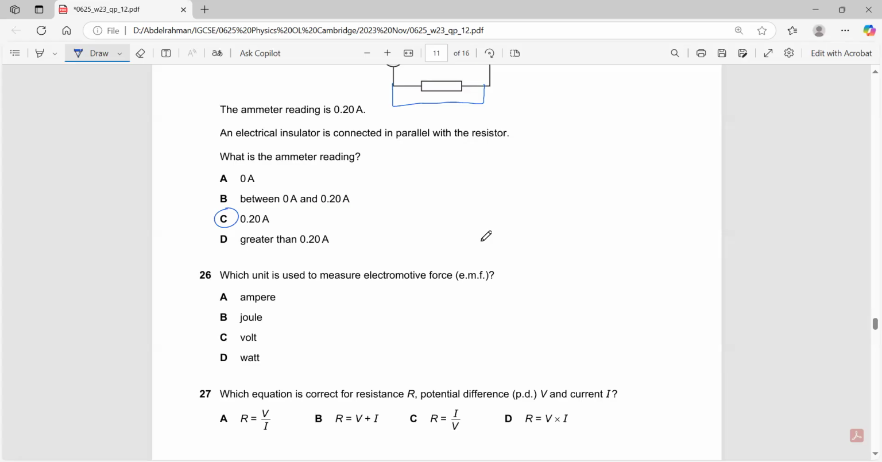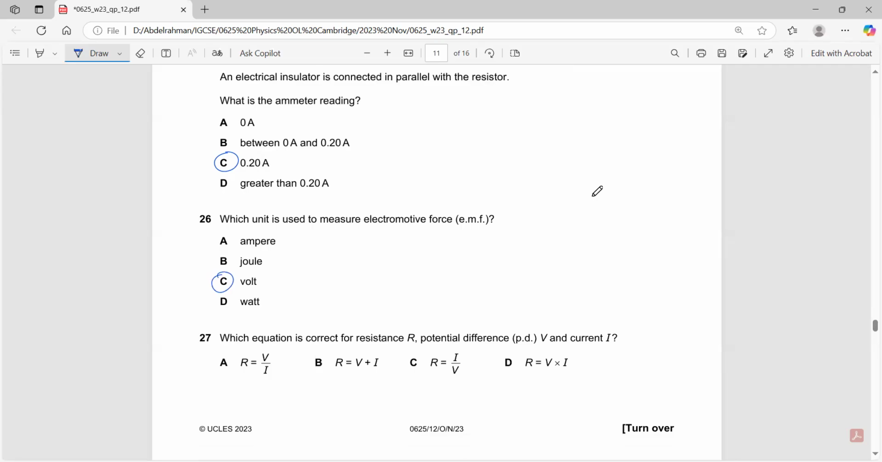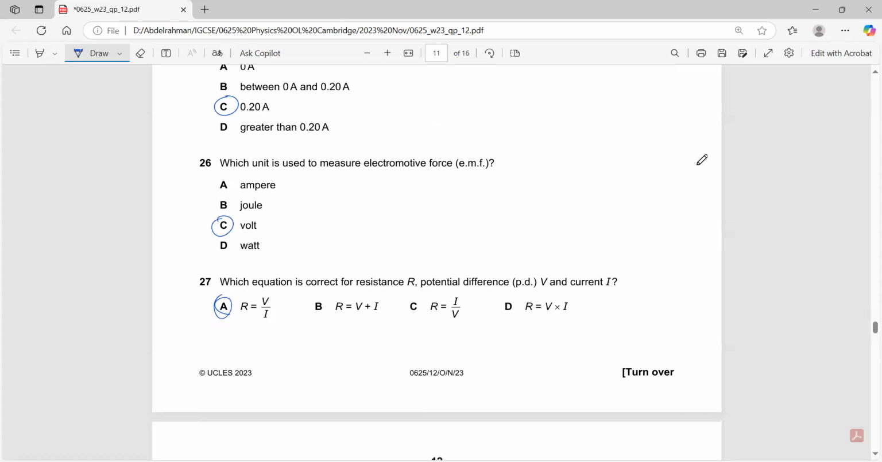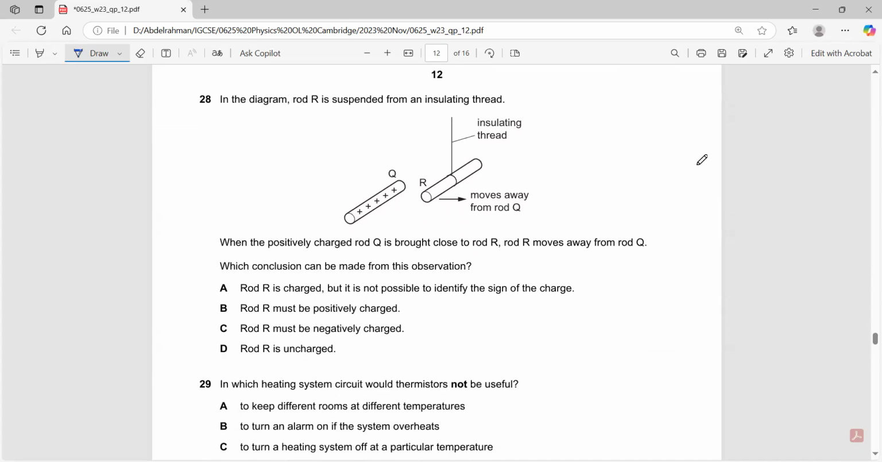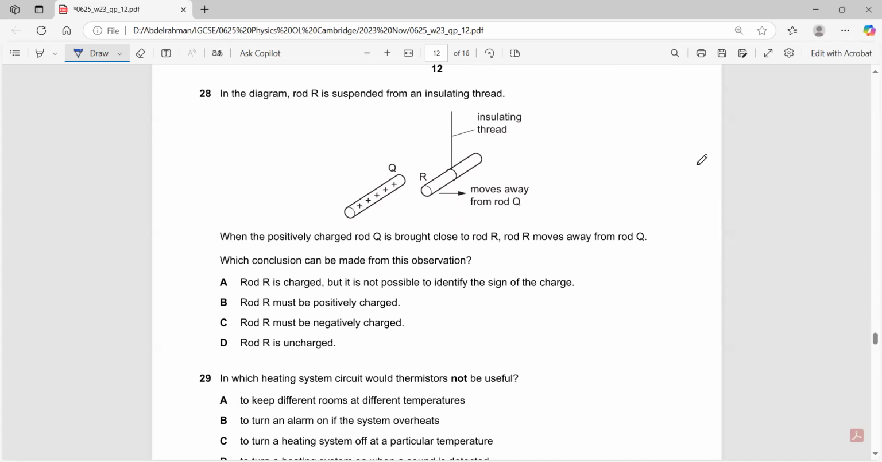Which unit is used to measure the electromotive force, EMF? Yes, EMF is in volts. Which equation is used to find the resistance? R equals V over I. Rod R is suspended from an insulating thread. When the positively charged rod Q is brought close, it moves away. Which conclusion can be made from this observation? R has to be positively charged, because they repel.